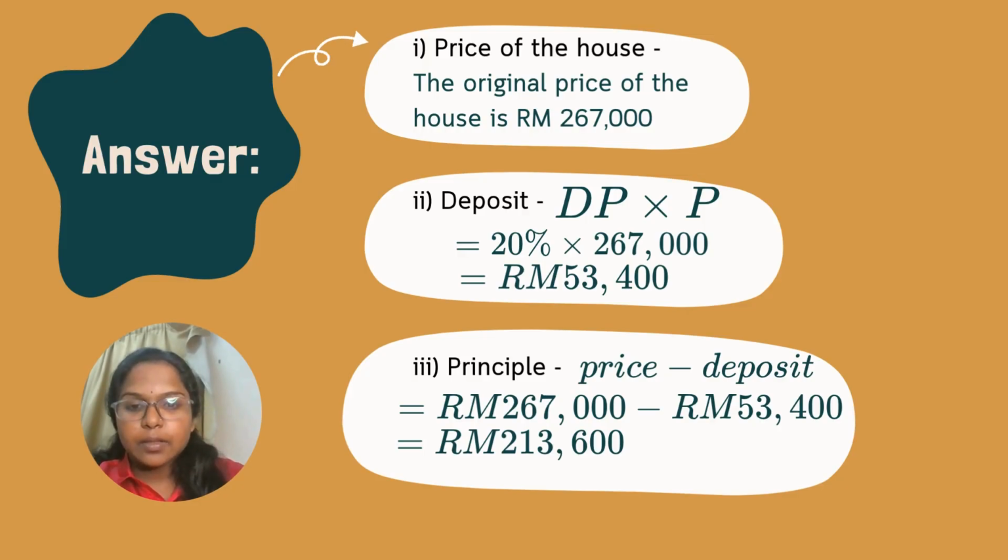And for the principal, from the house price we need to subtract the deposit. So the original house price is 267,000. We need to subtract 53,400, the deposit, and the answer we get is 213,600.